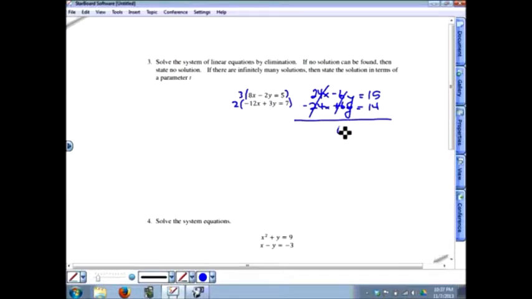Now, the variables cancel, so there's a 0. And the statement is 0 is equal to 29. It's not a true statement. There aren't any variables to solve for anymore. This is an example of a system of equations with no solutions.